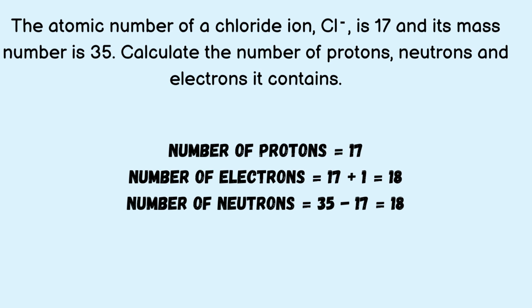The atomic number of a chloride ion is 17 and its mass number is 35. Calculate the number of protons, neutrons and electrons it contains. Number of protons equals 17, number of electrons 18, number of neutrons also 18.